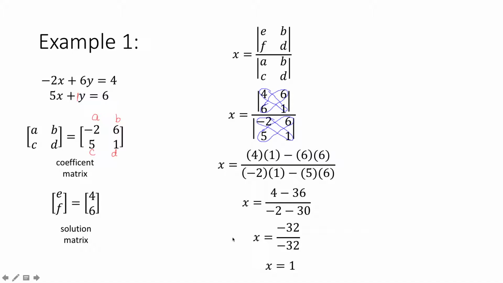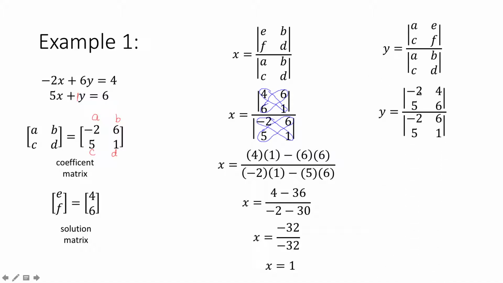Okay, now I'm going to find Y. Again, this is the formula to find Y. This time A and C stay in the same spot, and we change B and D to E and F, whatever our solution matrix was. So let's substitute. A is -2. C is 5. E would be 4. F would be 6. Of course, the bottom matrix stays the same: -2, 6, 5, 1. Then I find my determinants.